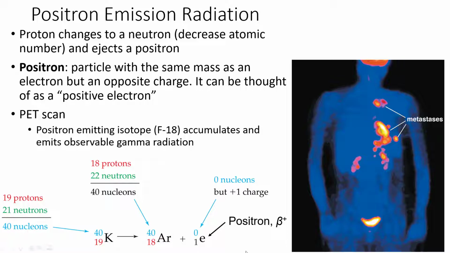And so here we can see the equation of a positron emission radiation. We have radioactive potassium going to argon, and what we see is a decrease in our overall atomic number, and then the presence of this positron in our products.